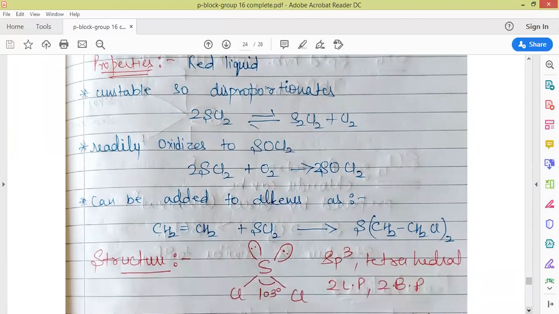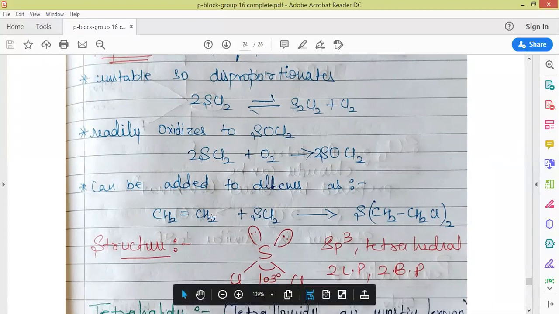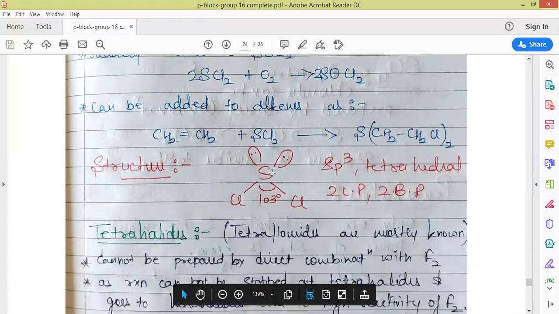It readily oxidizes to SOCl2 when it is reacted with oxygen. It gives us SOCl2, that is oxychloride of sulfur. It can undergo addition reactions with alkenes. So this is the ethene molecule. When it is reacted with dichloride of sulfur, what we get is the addition product. Here is the structure where sulfur has 2 lone pairs and 2 bond pairs.